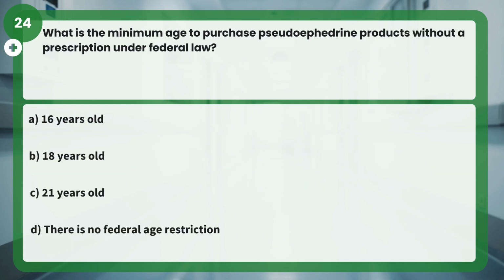Question 24. What is the minimum age to purchase pseudoephedrine products without a prescription under federal law? A. 16 years old. B. 18 years old. C. 21 years old. D. There is no federal age restriction.